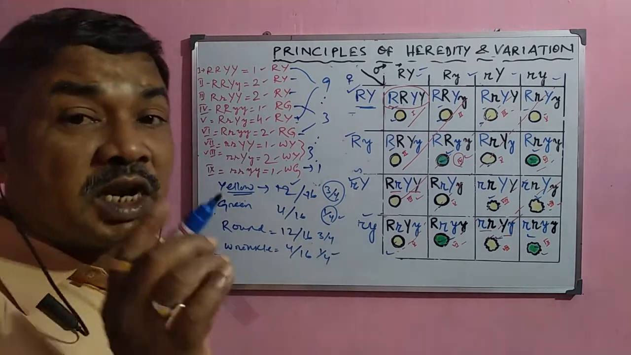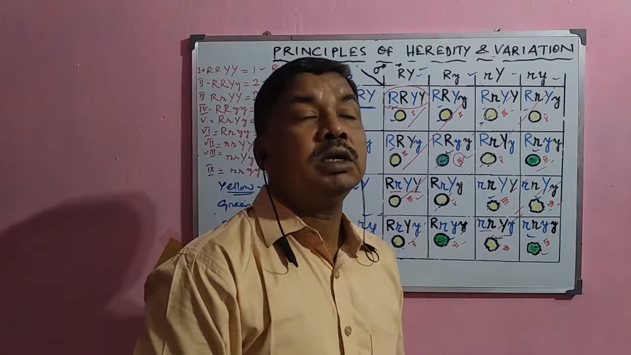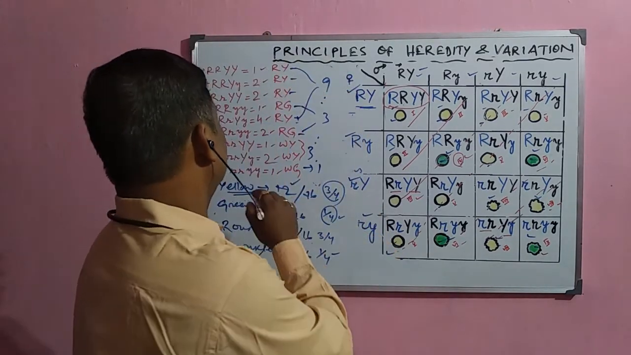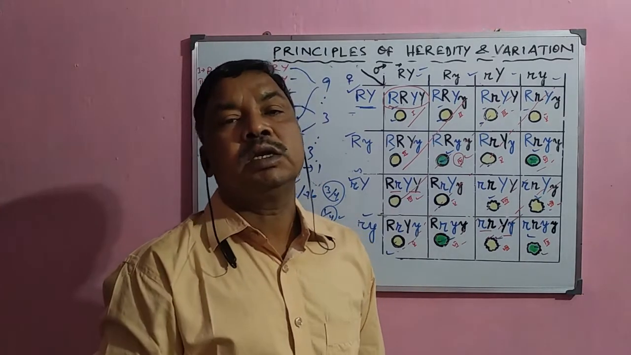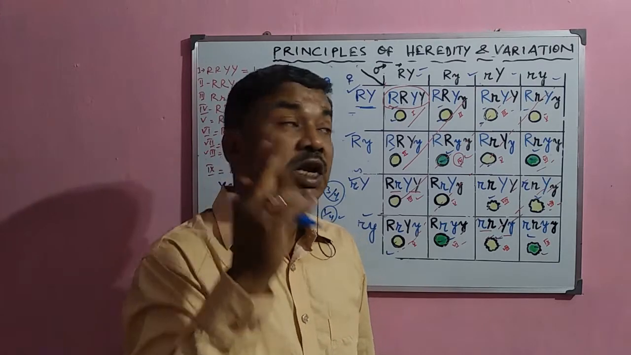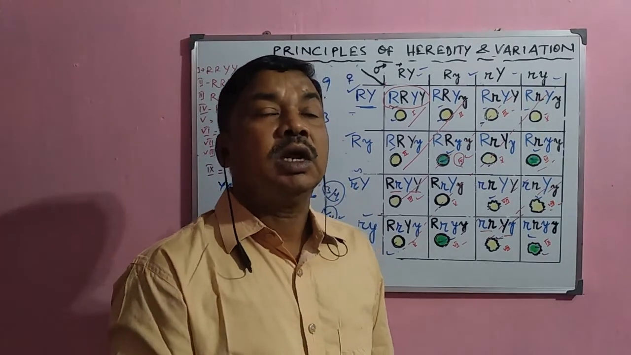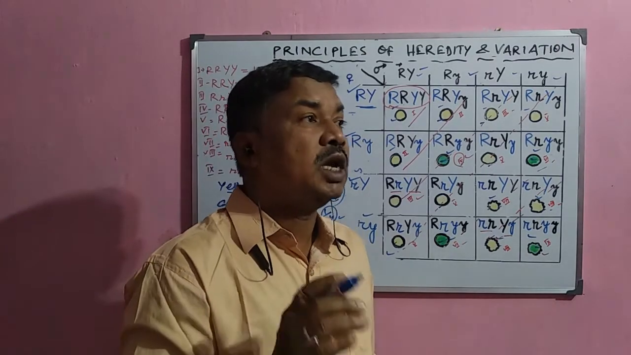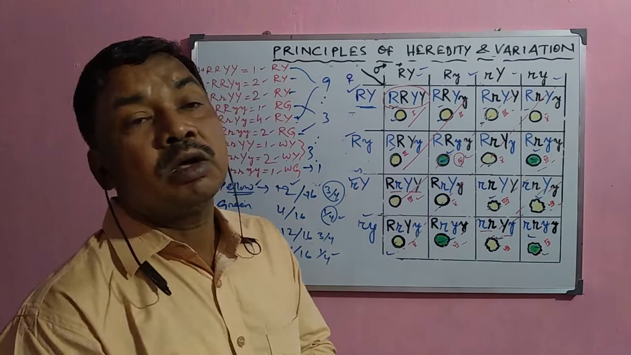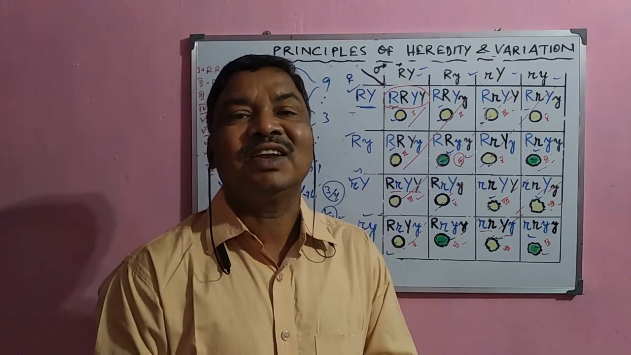So the characters which were there in the parental generation, they are actually protected here. They are also there. But in addition to the parental character, some new characters were also observed in the F2 generation. And how these new combinations are actually observed was explained by another law, that is called law of independent assortment. I shall discuss it later on.